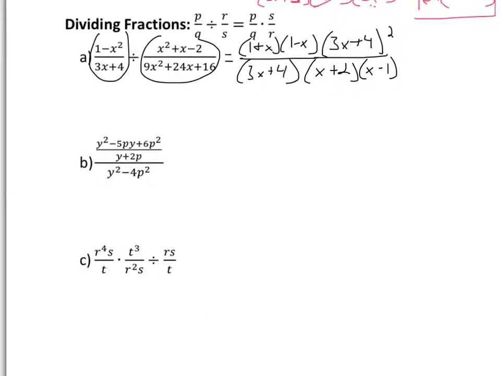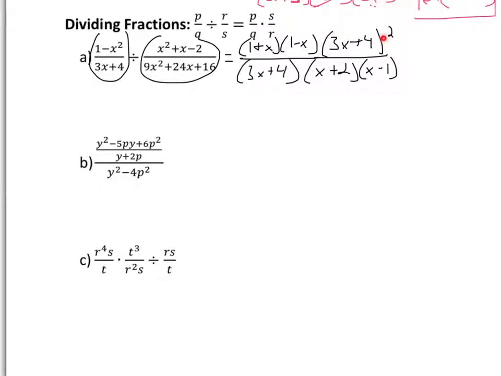Now, you might ask, how did I get this 3x plus 4 squared so quickly from this? Well, because I was looking for it. Because I saw that there was a 3x plus 4 here. One thing you think about for these is that a lot of times you try the factors that you already know are going to be there, because you're probably going to be canceling something.